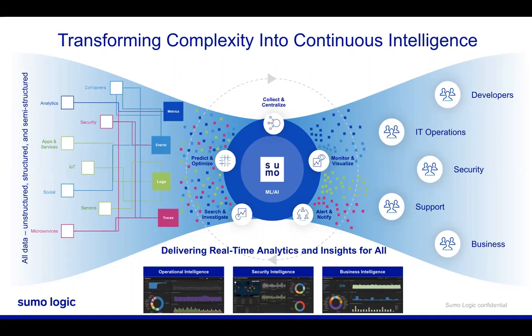So our solution is really broken up into these three main pillars. Operational intelligence here on the left. And this is really where we're going to focus today with the AWS Observability solution. But we also have an entire suite of security-focused products that are also really useful for AWS as well. And then also business intelligence.